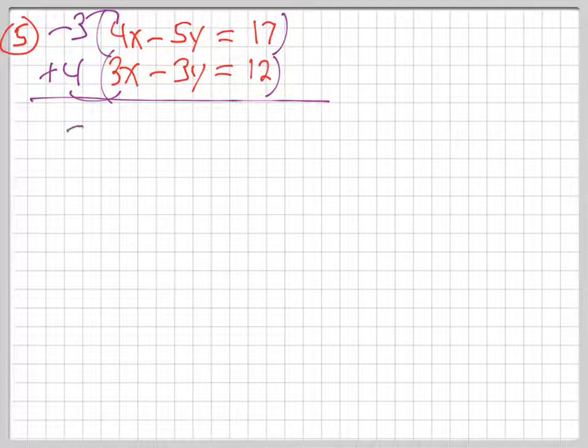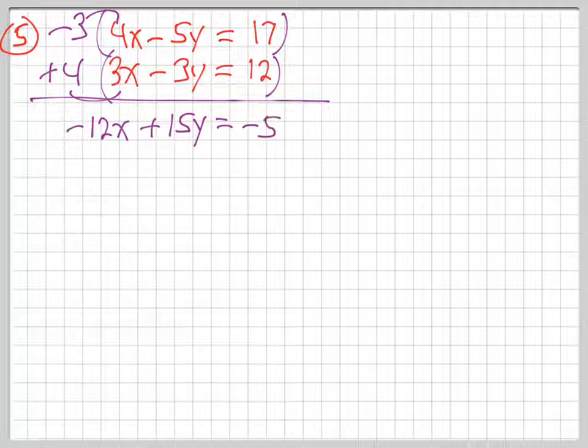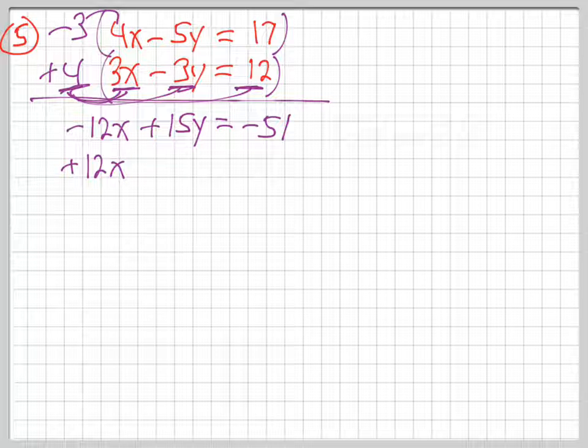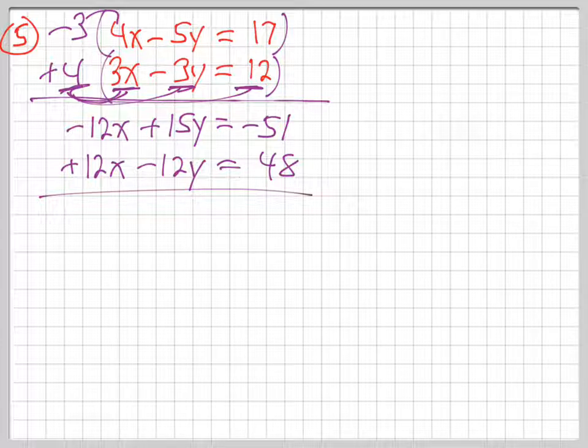So we get minus 12x plus 15y is minus 51. The second equation is going to be plus 12x, boom, boom, boom. This 4 multiplies. Minus 12y is 48. So now we add them.